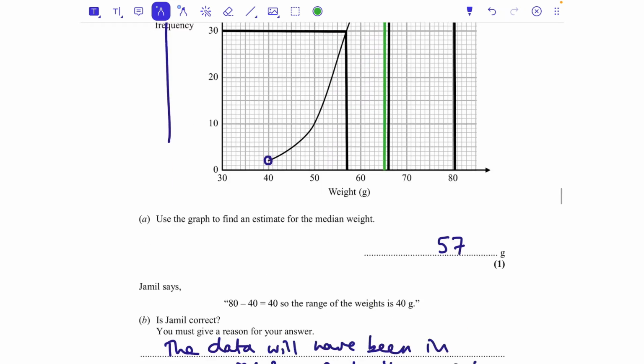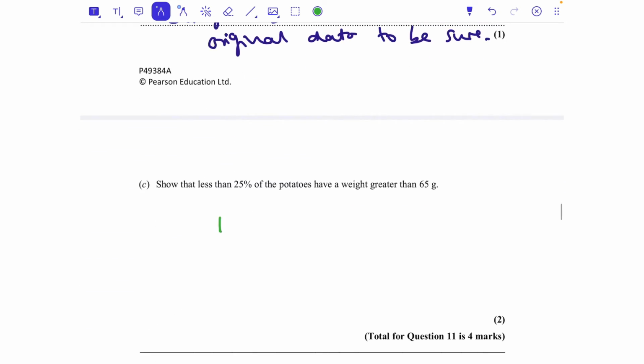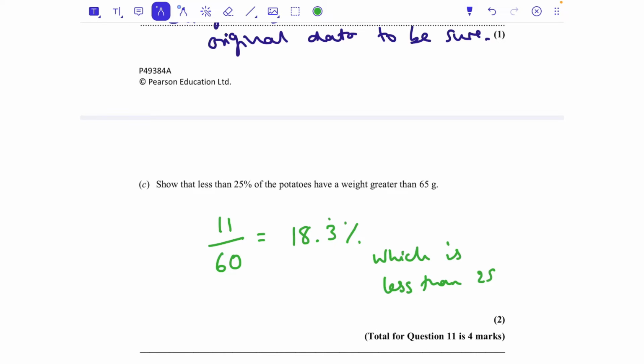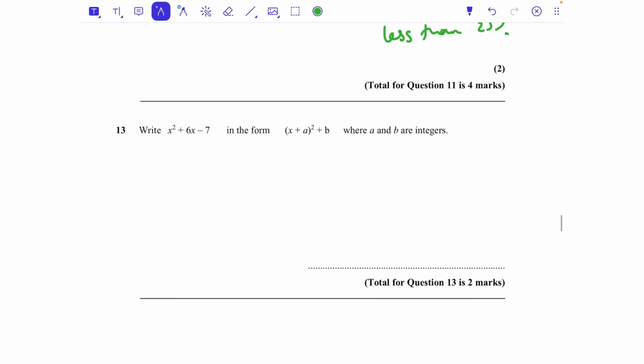So 11 potatoes out of, there were 60 altogether. And we know that that's going to be less than 25%, but let's just make sure we write it as a percentage just to check. So 11 over 60 times by 100 to get it as a percentage, and that is 18.3 recurring percent, which is less than 25%.